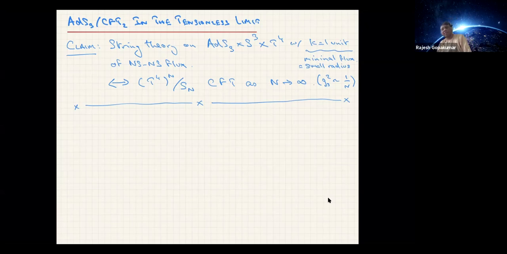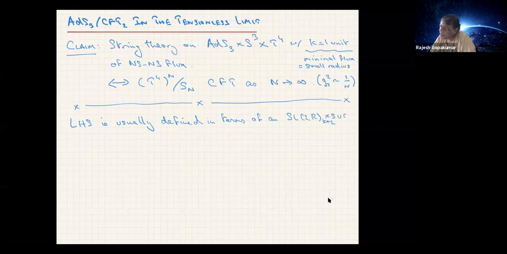And the right-hand side is a two-dimensional CFT, and I'll say a little bit about that later. But the left-hand side, the LHS, is usually defined in terms of a sigma model. And that sigma model is based on an SL(2,R) level k+2 Wess-Zumino-Witten theory, where you have k units of NSNS flux, times SU(2) at level k-2, and times T4. T4 is just four free bosons and their supersymmetric fermionic partners.